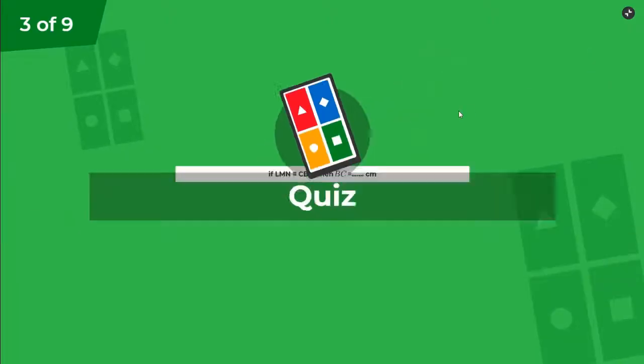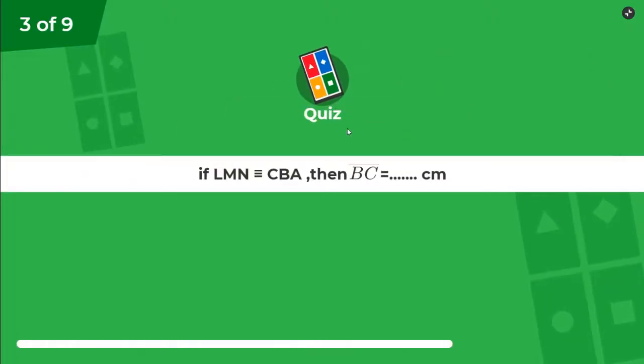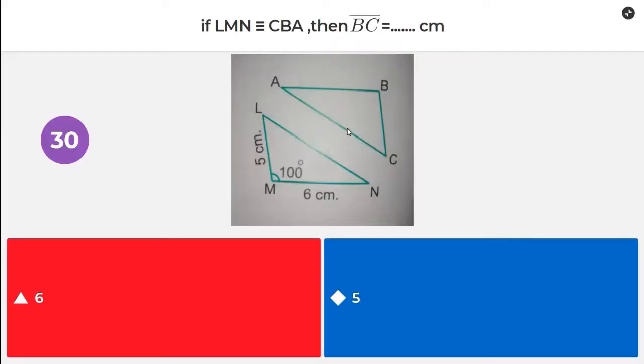Example number 3: BC, which is the first and second letter of the second triangle, will be equal to LM, which is the first and second letter of the first triangle. We know that LM equals 5 centimeters, so BC equals LM equals 5 centimeters.